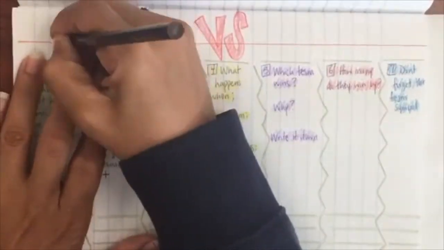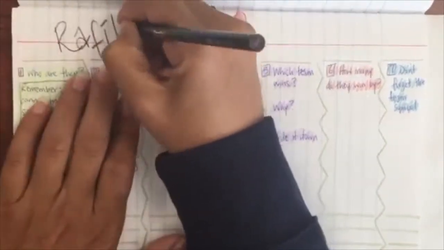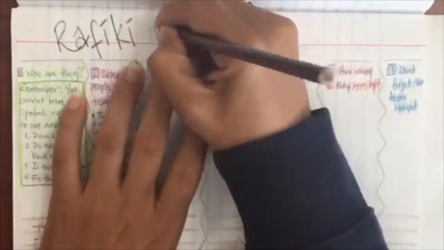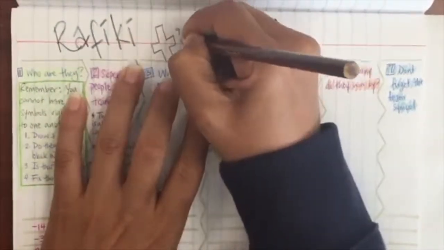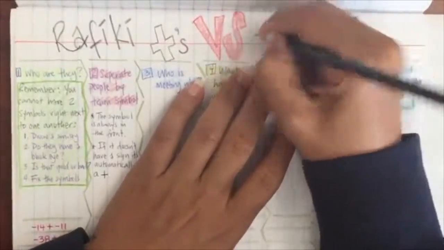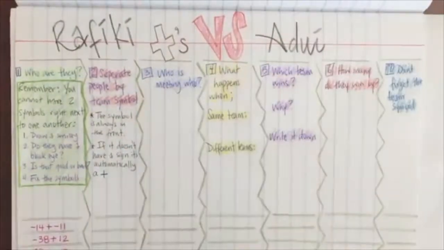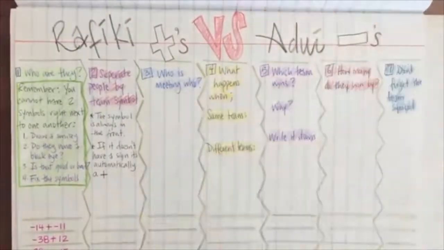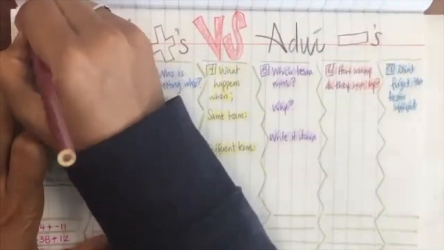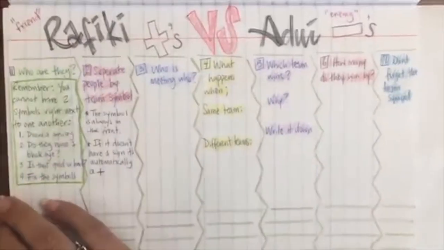This is a listening check. Underline the word Rafiki. So there's 7 columns in total, and we're going to look at Rafiki, which is positive, versus Adui, which is negatives. Rafiki, just like in the Lion King, means friend. And Adui means enemy.